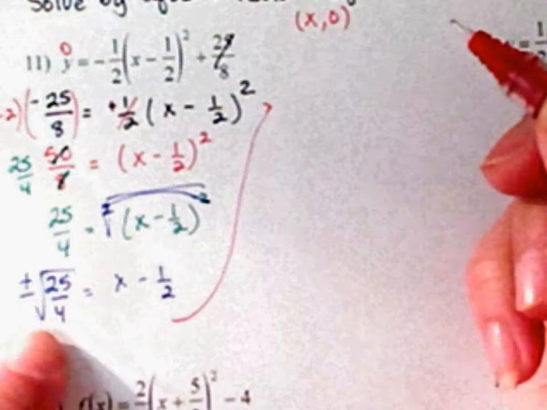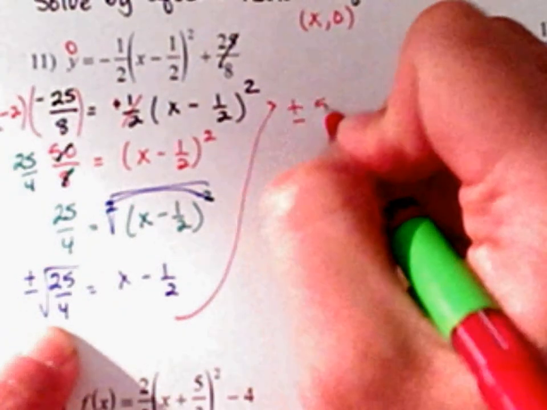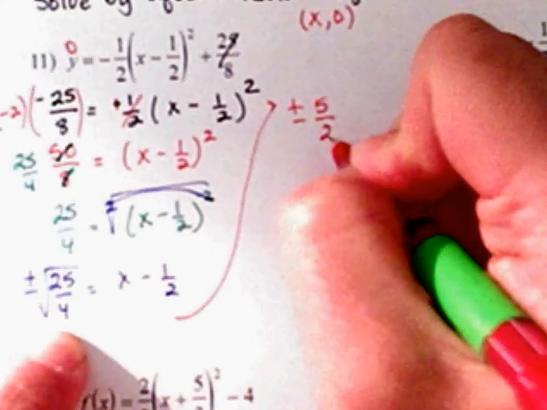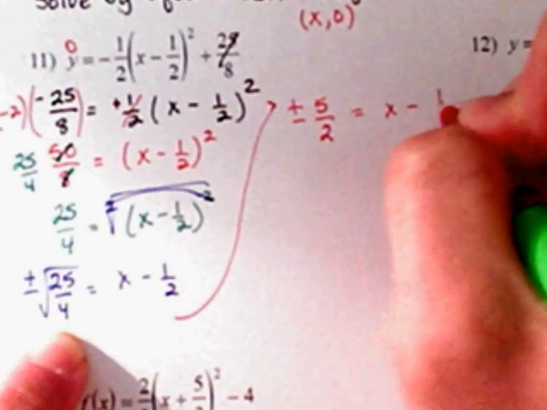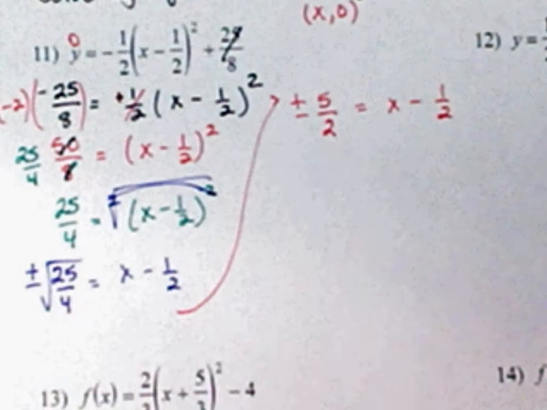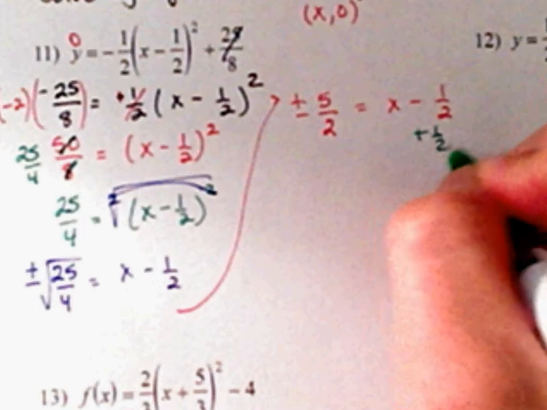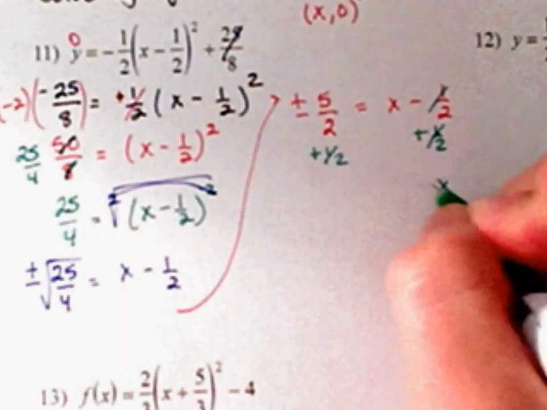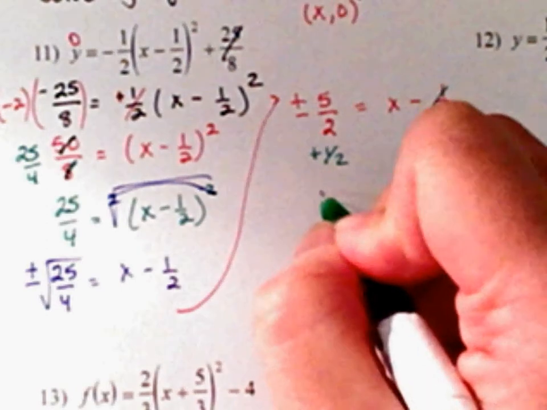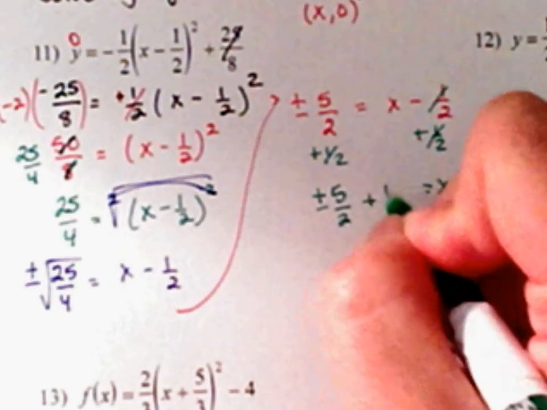What's the square root of 25? 5. So plus or minus 5. Square root of 4, 2. So plus or minus 5 over 2 is equal to x minus 1/2. How do you solve? Add 1/2 to both sides. What you do to one, you do to the other. So x is equal to plus or minus 5 over 2 plus 1/2.